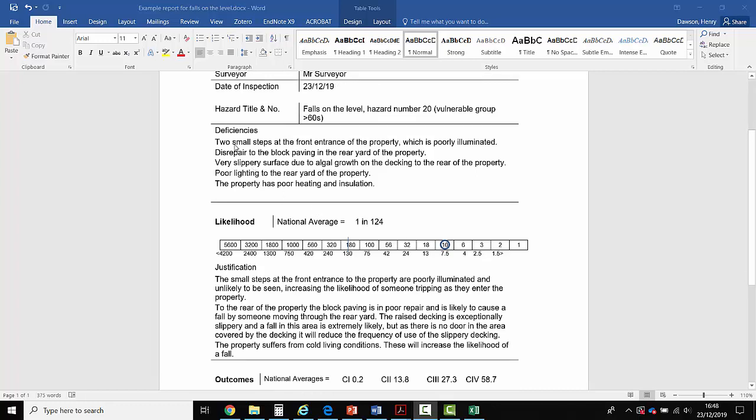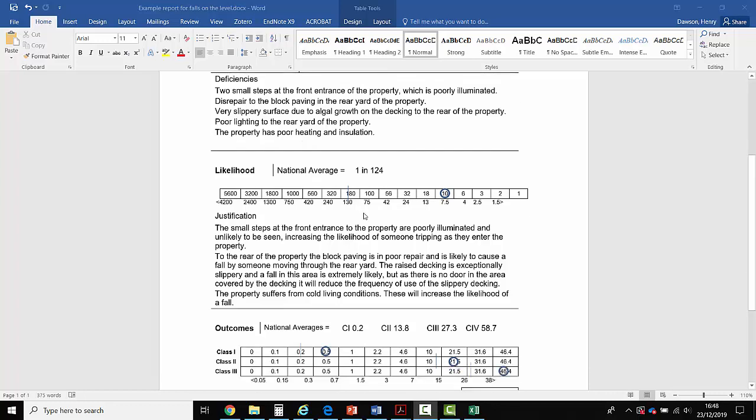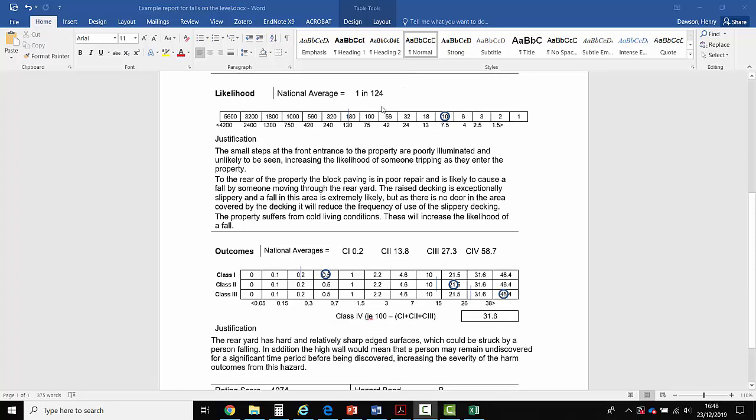So the deficiencies, I've noted here the two small steps at the front entrance to the property, which is poorly illuminated. Disrepair to the block paving in the rear yard of the property. The very slippery surface due to the algal growth on the decking at the rear of the property. Poor lighting to the rear yard of the property, and the property has poor heating and insulation, making a fall more likely. So the national average is 1 in 124, and I think that our property is worse than that. So that gives us a starting point.